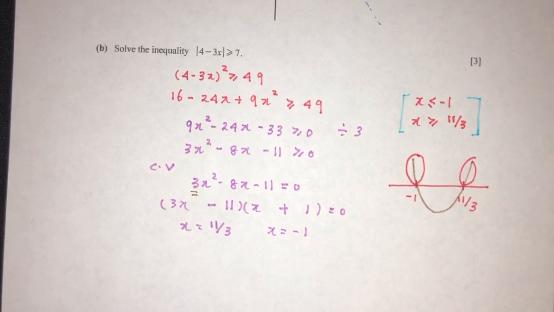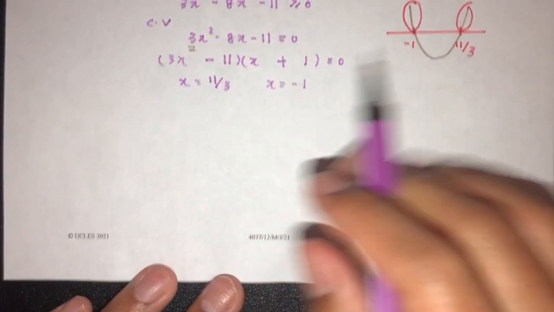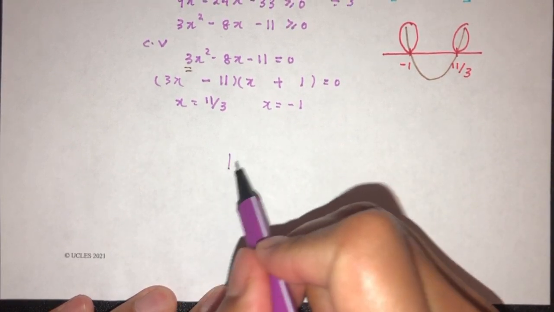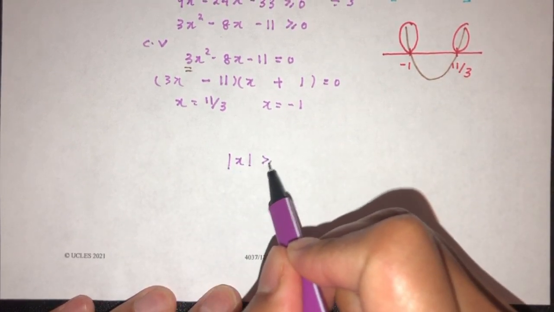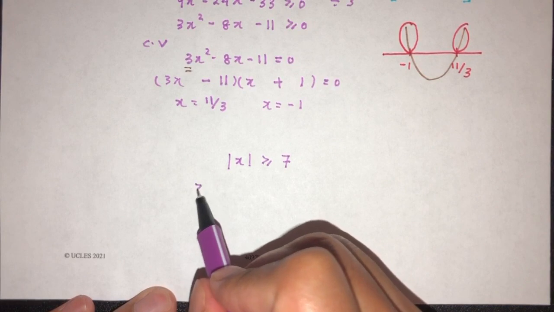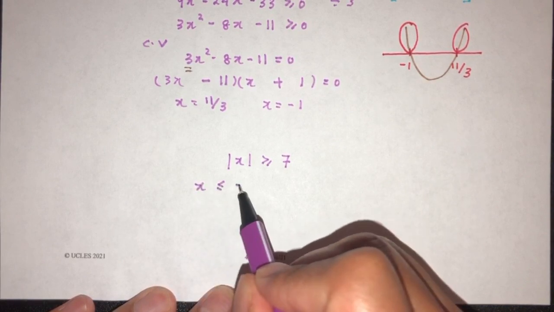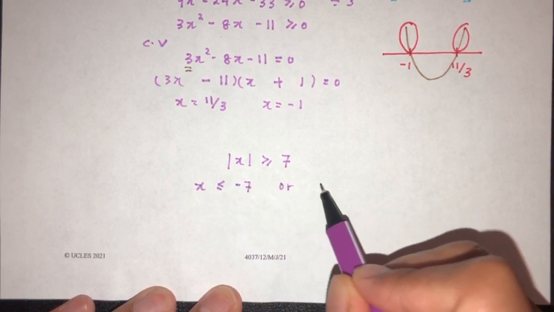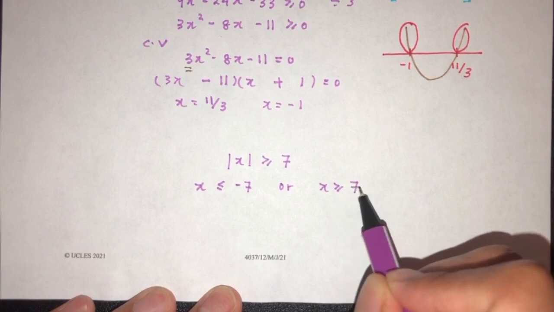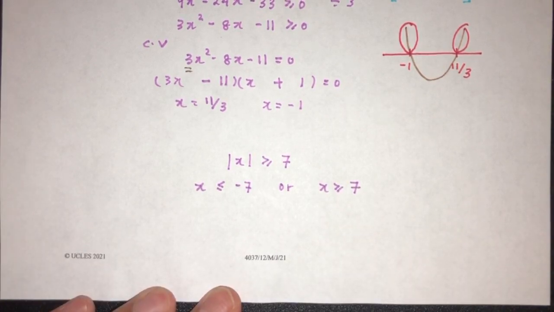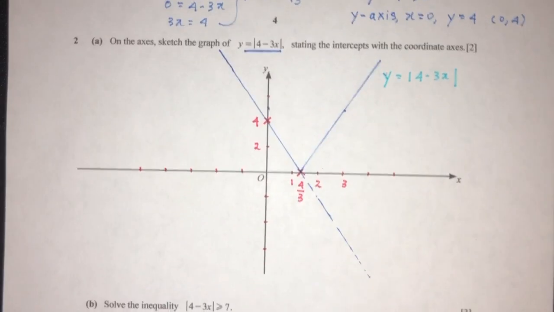Again, this is one of the ways of doing this. Or otherwise, easier, for example, let's say we had modulus of x more than or equal to 7. That could simply be written as x less than or equal to minus 7, or x more than or equal to 7. That is the other way of solving this question, and that should give you the same value as well. Okay, and that will be your question number 2.